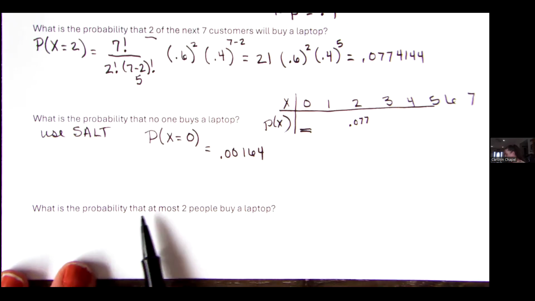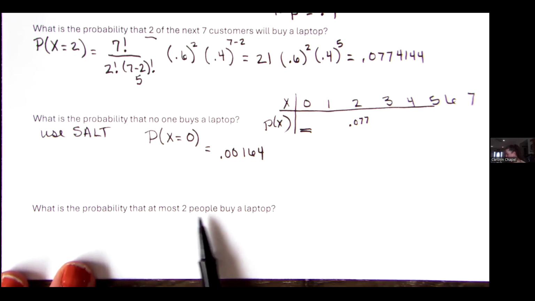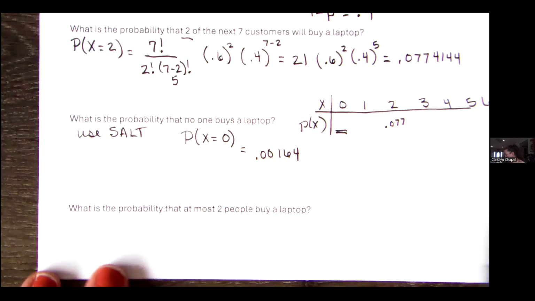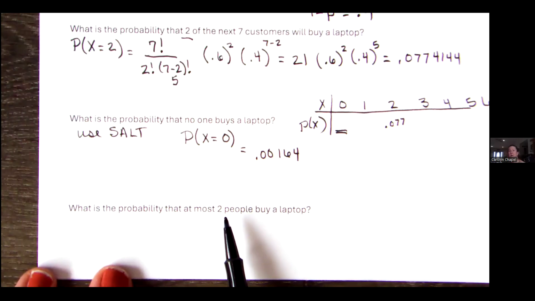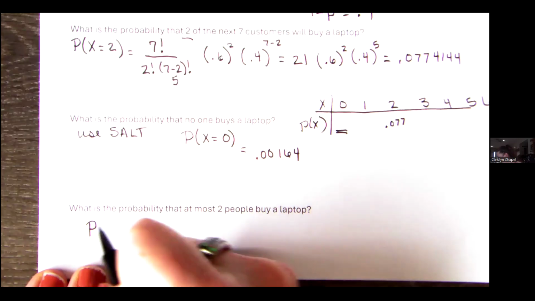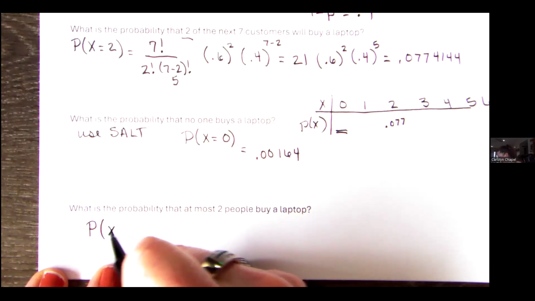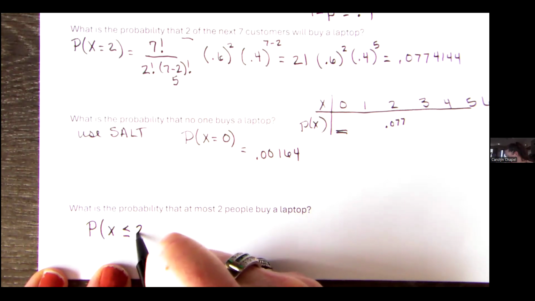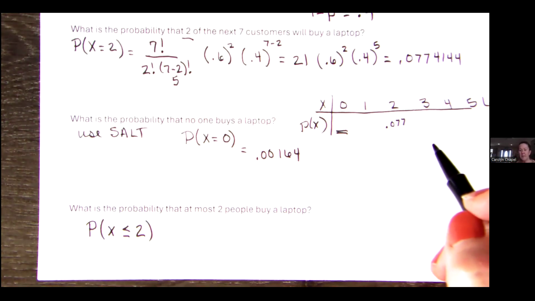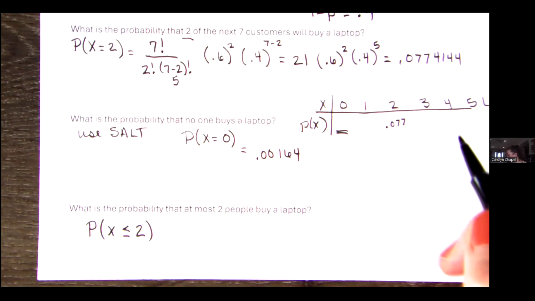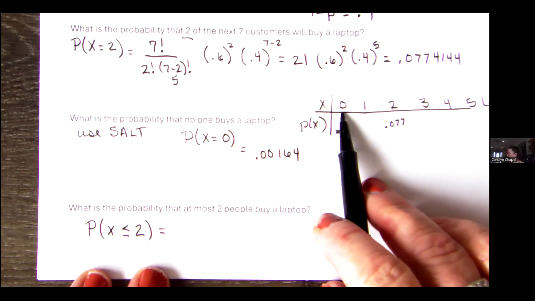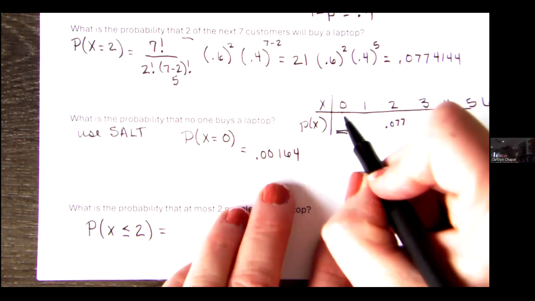Now, here's another question. What is the probability that at most 2 people buy a laptop? So at most 2. So that means not bigger than. So if we're going smaller than 2, that's asking ourselves, what is the probability that X is less than or equal to 2? So 0, 1, and 2. If we were doing this one by hand, we would actually have to calculate the probability of 0, which we just did.